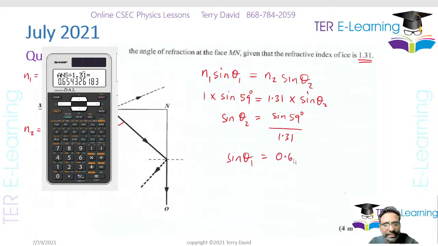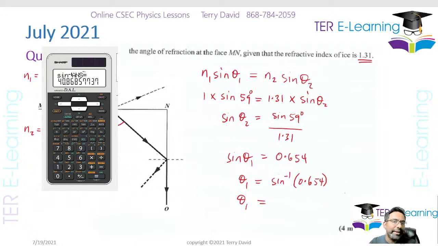So this here is 0.654. Therefore, theta 2 is equal to arc sine of 0.654. Let's pull up that calculator here, right? All you need to do is to press second function sine, and you're going to get 40.9 degrees, right? 40.9 degrees. So 40.9 degrees is my angle here.